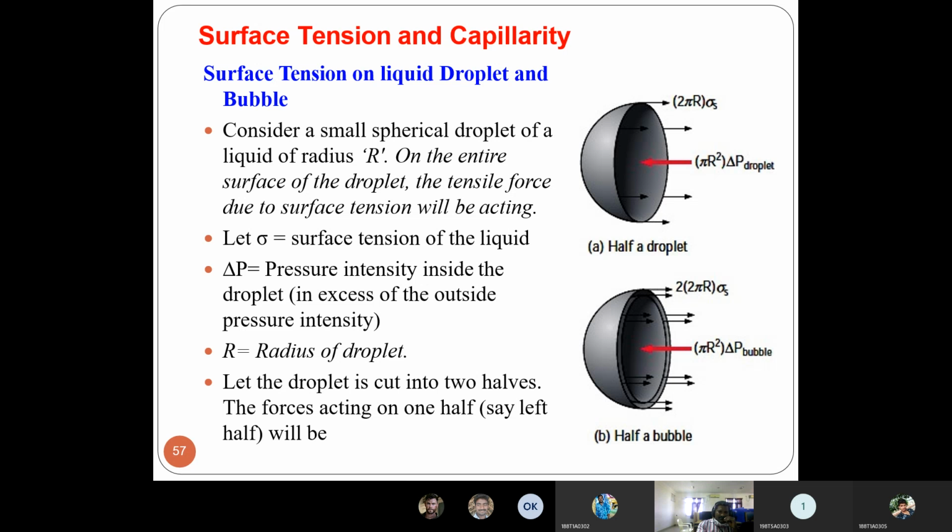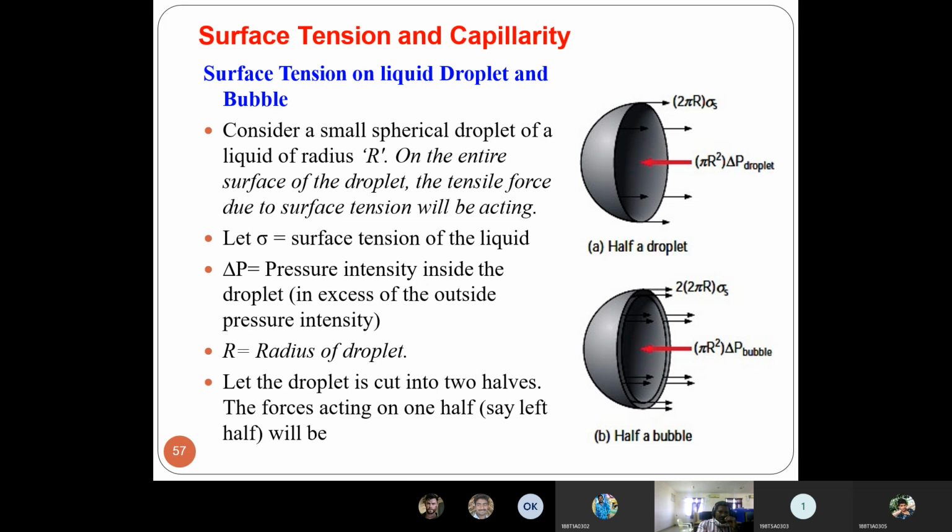So here tensile force is acting away from the surface, in the opposite direction from the atmosphere. Pressure force is acting inside it. Pressure force will act on the cross-sectional area. If R is the radius, then pi r square is the area of the half part. Delta P is the pressure. These two forces will be balanced with each other.